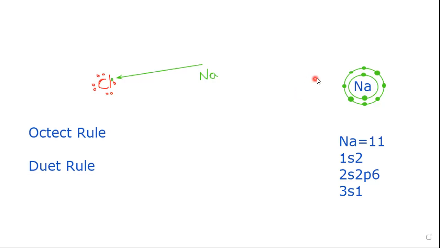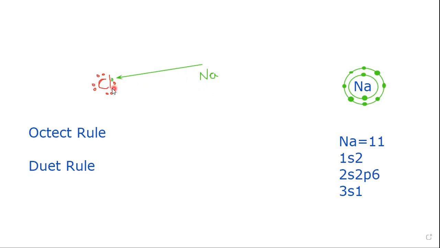The question is, how many electrons does sodium have here in its current outermost energy level? 8. That's exactly what the octet rule says, that atoms tend to have 8 electrons in the outermost energy level. So the relationship that we are seeing here between chlorine and sodium is not that chlorine is stealing this electron from sodium. It's not robbing this electron from sodium. It's not taking it forcefully.